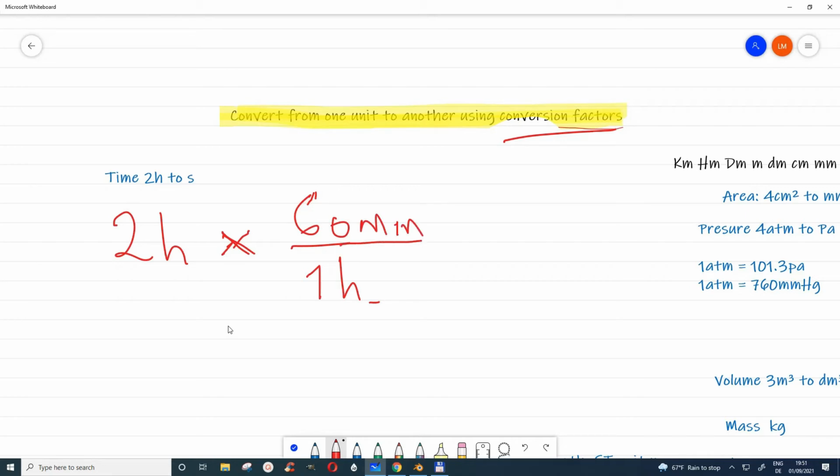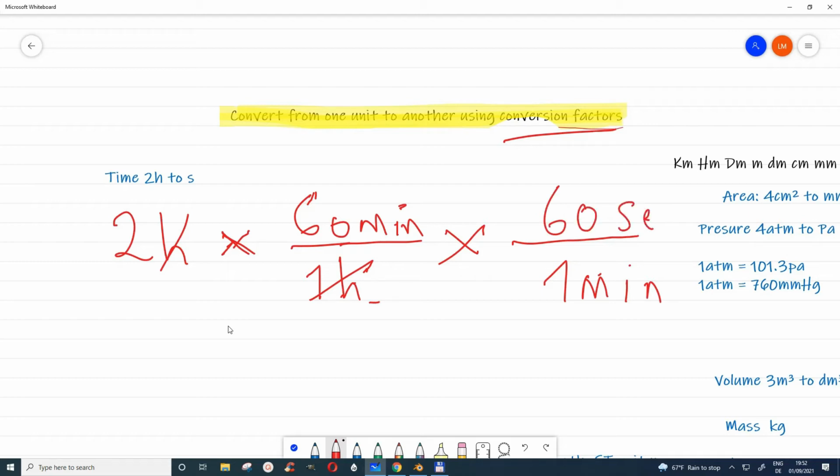Okay, so this takes care of this already, this will cancel this. Now our question needs the answer in seconds, so I also have to change this to seconds. I know that I want to get rid of the minutes. I know that 1 minute is equal to 60 seconds. I can also leave it as S actually.